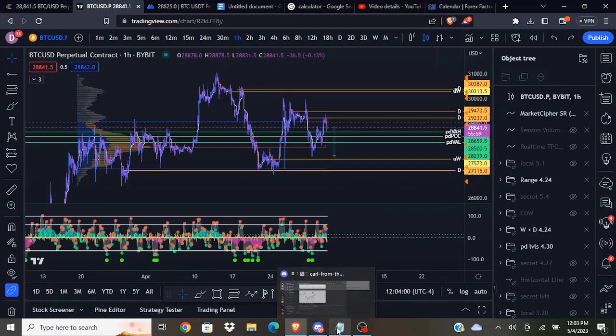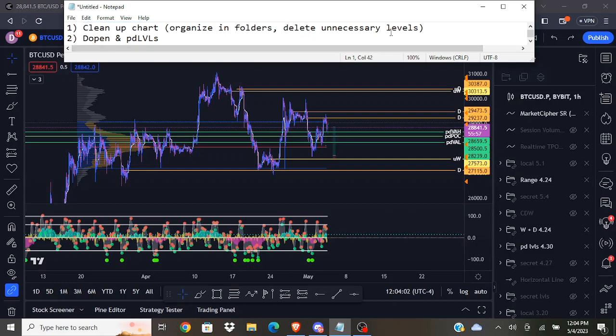And I will also go through and just delete unnecessary levels, levels that have already been tapped or are not being respected anymore. Or even if maybe they are being respected, but you now have a better level in that area, then I try to keep my chart clean and delete levels that I'm not necessarily using at the time.